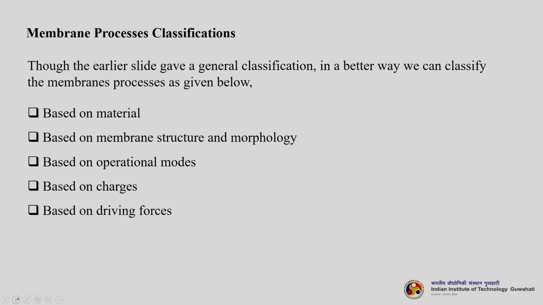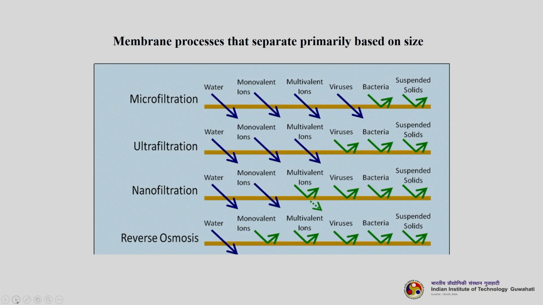If we talk about membrane process classification, we have already discussed this. We can classify membranes based on material, based on membrane structure and morphology, based on operational modes, based on charges and based on driving forces. So, let us now see what is the basic difference between microfiltration, ultrafiltration, nanofiltration and reverse osmosis, the 4 distinct pressure driven membrane processes.